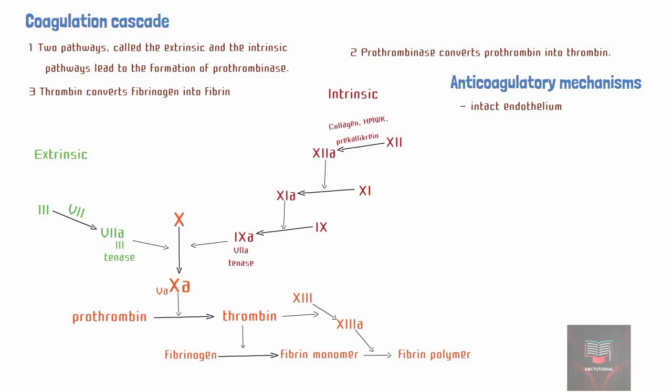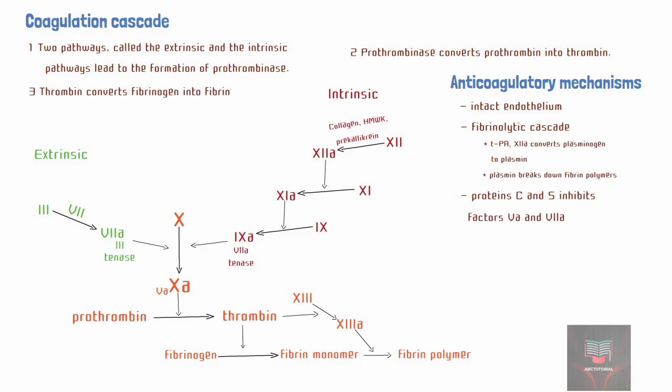The second is the fibrinolytic system, which occurs when tissue plasminogen activator, TPA, and activated factor 12 convert plasminogen to plasmin. This plasmin then breaks down the fibrin polymer. Also, protein C and protein S inhibit activated factor 5 and 8. Even though thrombin is a procoagulant, it also inhibits excessive coagulation by activating protein C.